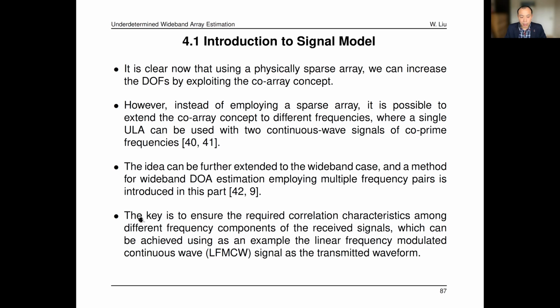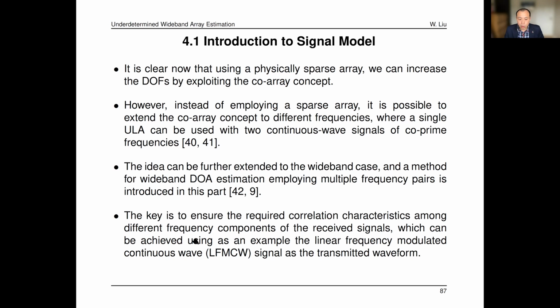Okay, and the key for this method to work is, if you do the cross correlation between different frequency bands and still have a non-zero result, that means what? The signal components from the same signal but different frequencies are correlated, right? If they are not correlated, then you cannot use this method, because if you do cross correlation, you get a 0 result. So the key is to ensure the required correlation characteristics among different frequency components of the received signals, which can be achieved using what? So how can we ensure this?